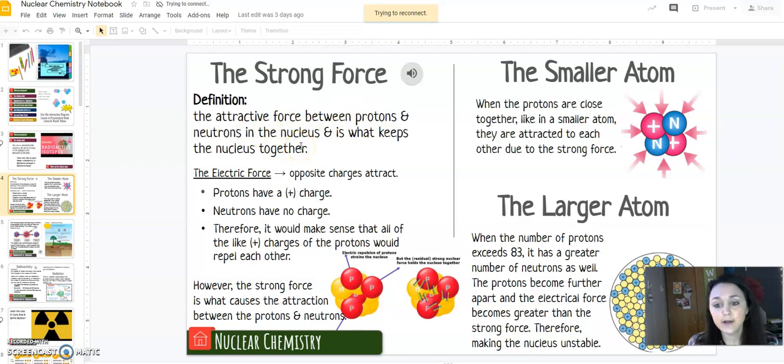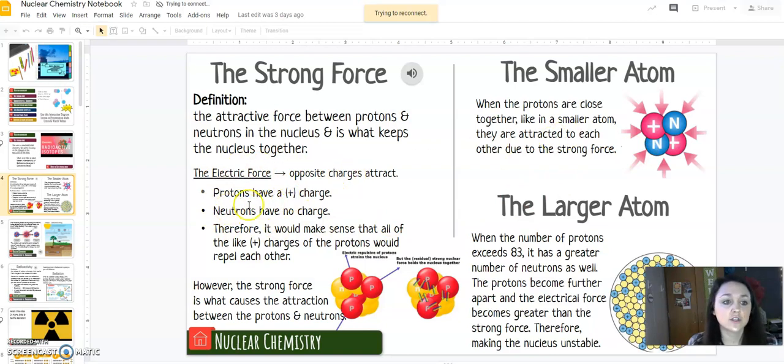So when you have a small atom like helium where there's like two protons, two neutrons, the strong force is usually really strong. It's easy to hold together two protons and two neutrons. Imagine if you're holding hands with somebody. It's a lot easier to hold hands with one person than to hold hands with 7 or 8 and walk around. So the electric force is when opposite charges attract.